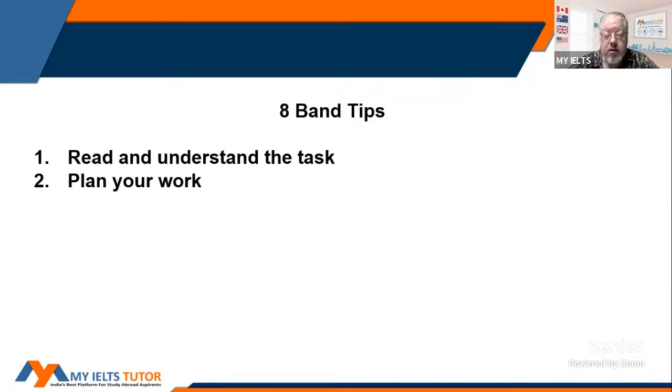Then, the next thing is you need to stick to the topic. And you've heard me say this a lot here, whether I'm talking about speaking or the essay, if you're taking coaching from somewhere, hopefully from us, from my IELTS Tutor.